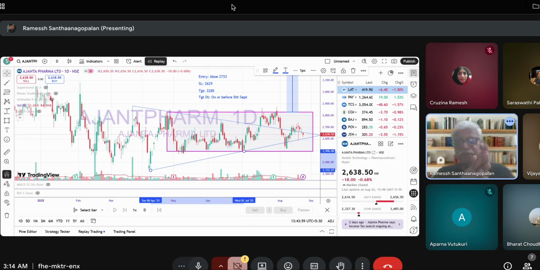Look at the chart. Open any stock. Just like that, randomly you open any stock. And then look, is there any pattern forming? Can you see some pattern? Try to share. I will tell you what mistake you have done.